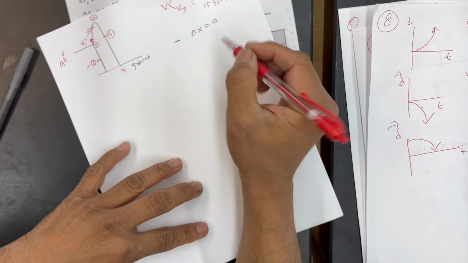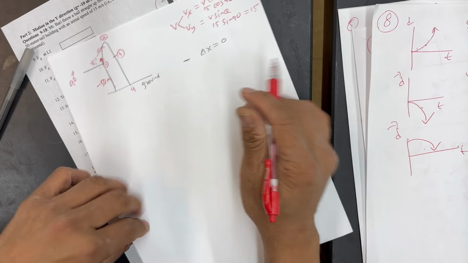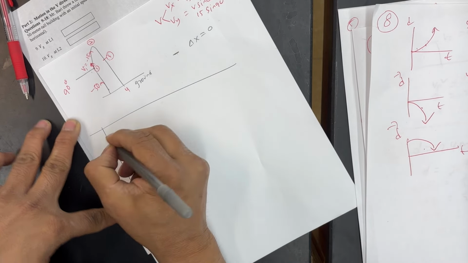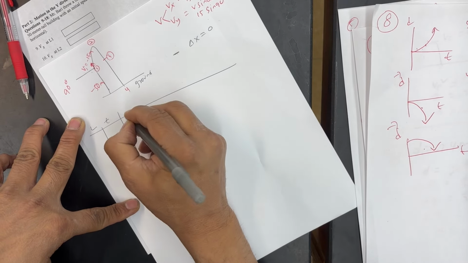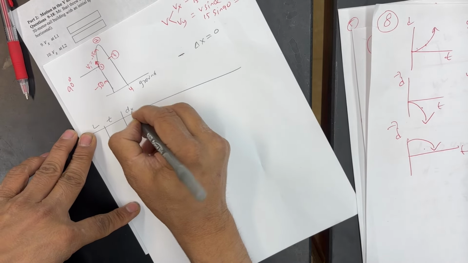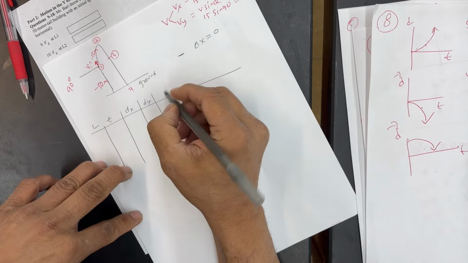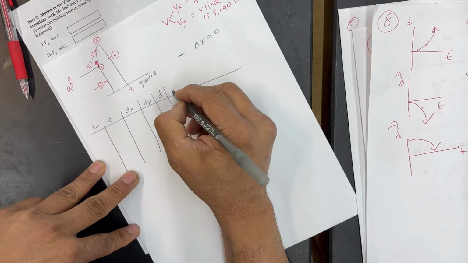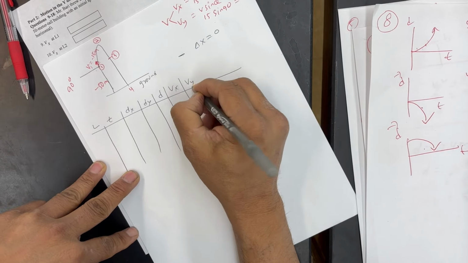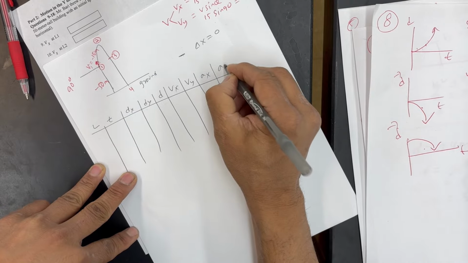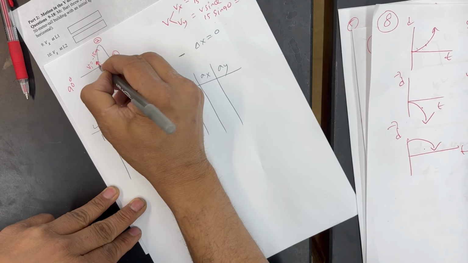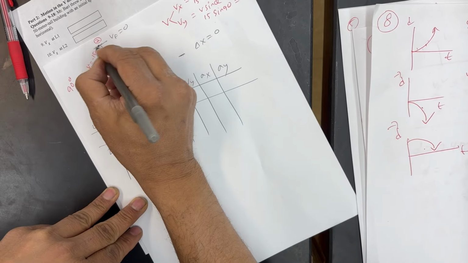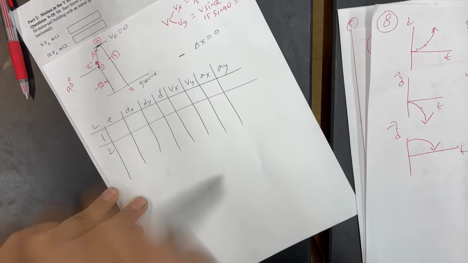Okay, great. With that out of the way, we're going to find the rest of the quantities. We're going to create a table. We're going to say location, time, dx, dy, distance, vx, vy, ax, ay. All right, location 1, which is this. Location 2, which is this. Final velocity is 0 because the ball is turning, changing direction.